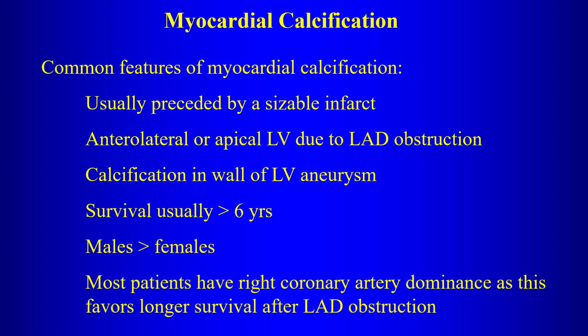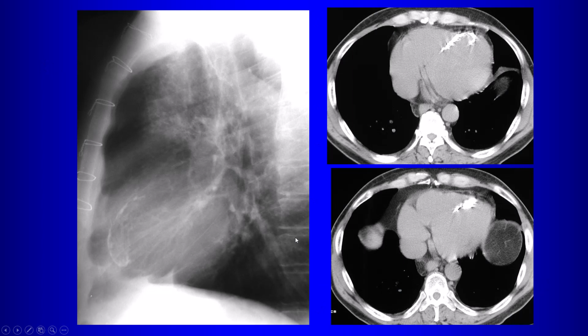So common features of myocardial calcification: usually preceded by a sizable infarct, affects the anterolateral or apical left ventricle, usually secondary to infarct in the LAD, left anterior descending coronary artery, distribution. And we can see this calcification in the wall of a true left ventricular aneurysm. Usually it implies a survival greater than 6 years, since it takes time for the calcification to accumulate after myocardial infarction. So it takes a few years after the infarct for the calcification to occur, somewhat more common in males, and most patients have right coronary artery dominance, as that favors longer survival after obstruction of the LAD.